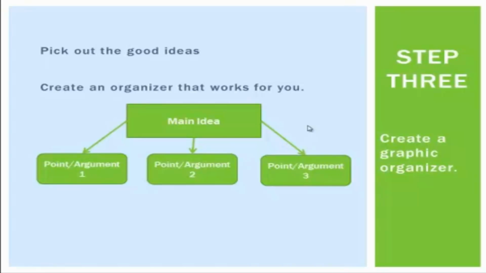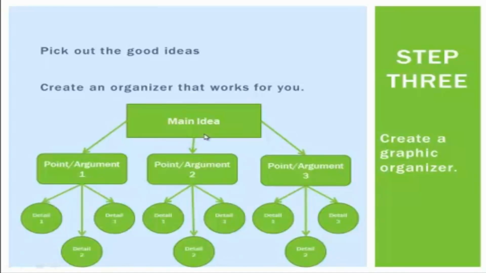Sometimes prompts tell you how many you should have. Other times they do not. If the prompt does not tell you how many supporting points or how many arguments you should include, 3 is a good general number to use. So if it doesn't tell you, I would strongly suggest going with 3.